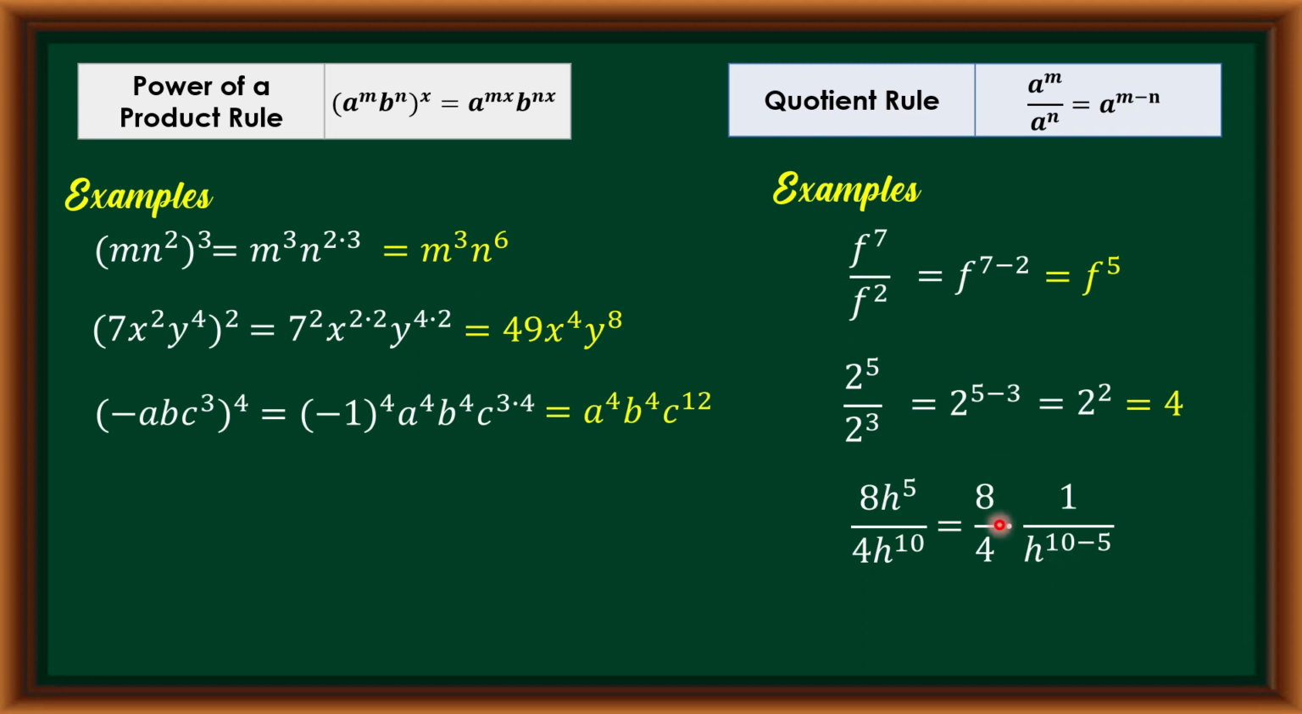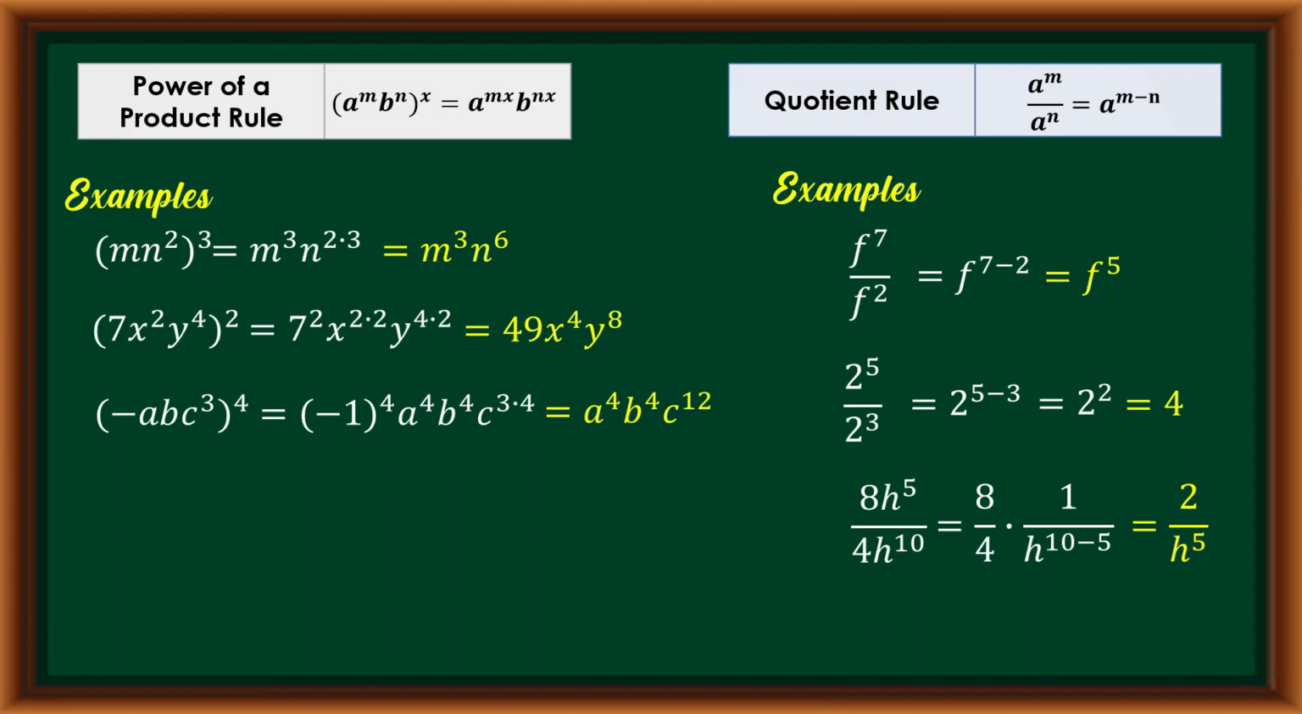And 8 divided by 4 is equal to 2. 2 times 1 becomes positive 2. That's why it's our numerator. And 10 minus 5 is equal to 5. That's why it is our exponent in the denominator. So the answer is 2 over h raised to 5.